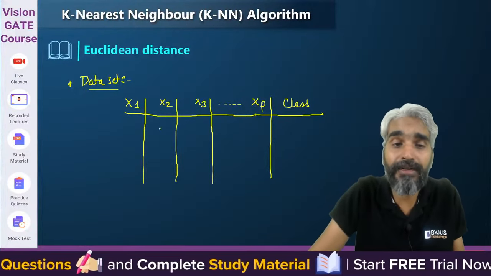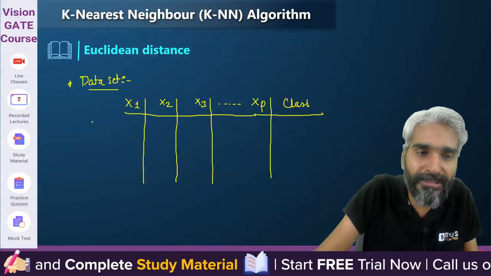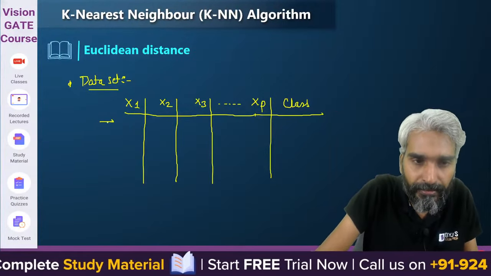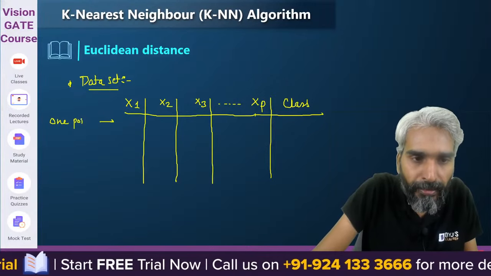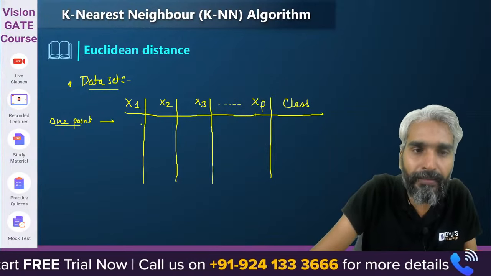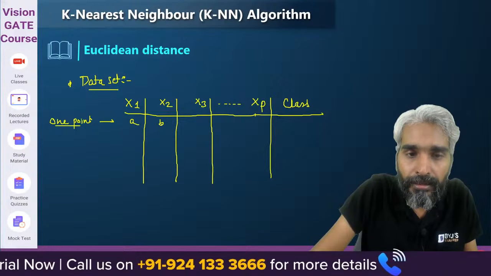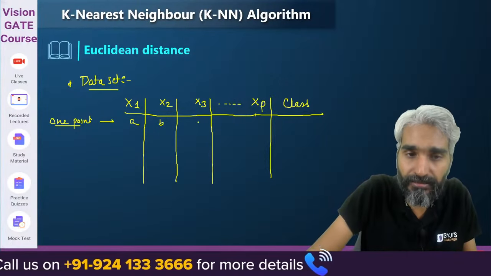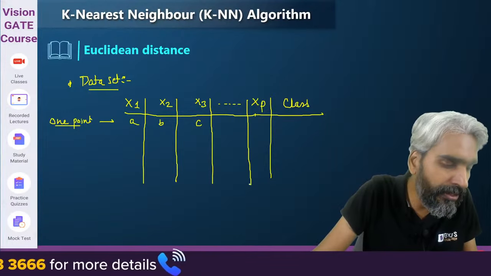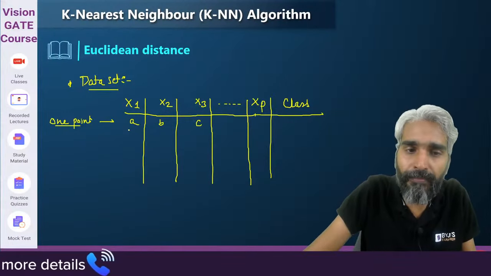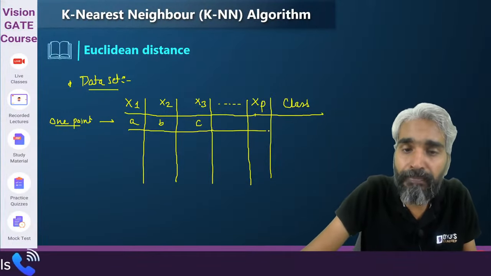So please try to understand. There will be different points. So this is one point. One point will be represented using p dimensions. Are you getting this particular thing? One point will be represented using p dimensions.